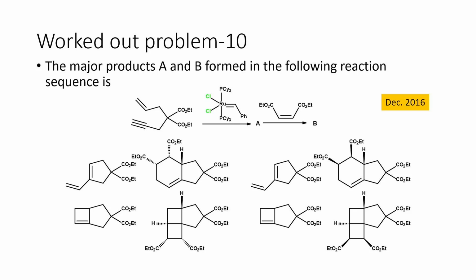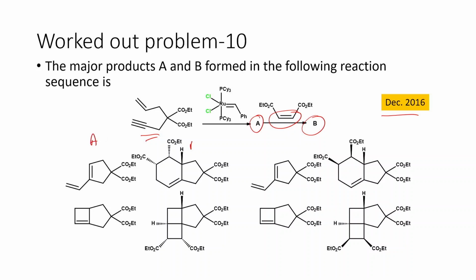Here, the major products A and B formed in the following reaction sequence. An alkene-alkyne derivative is given here, which is treated with a ruthenium catalyst, that leads to the formation of an intermediate A, which again is treated with an alkene derivative to give a product B. Here we are going to find out what reactions are happening, and this question was asked in December 2016.